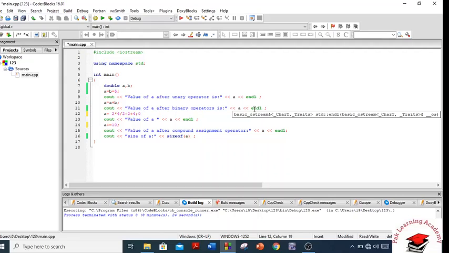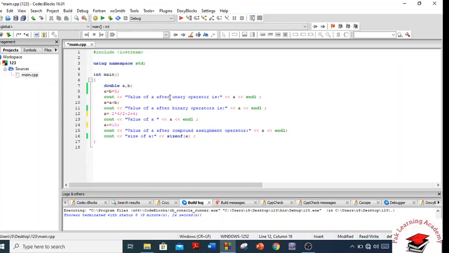Today I am going to discuss some important terms regarding operators. I will discuss the different types of operators, operator precedence and operator associativity. So first is the unary operator. Now what is the unary operator? Unary operators are those operators which perform an operation on only a single operand.